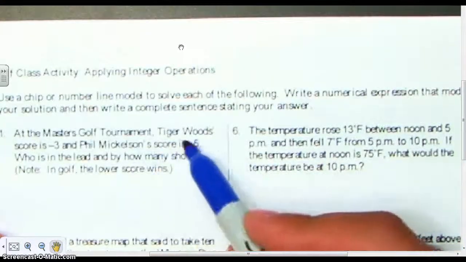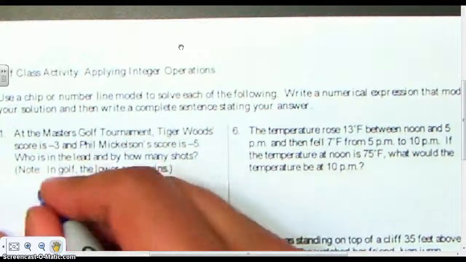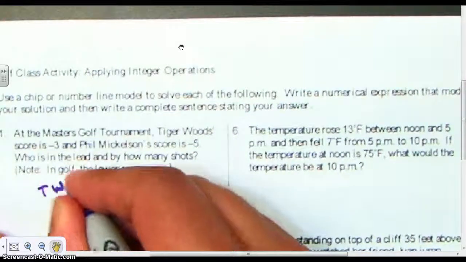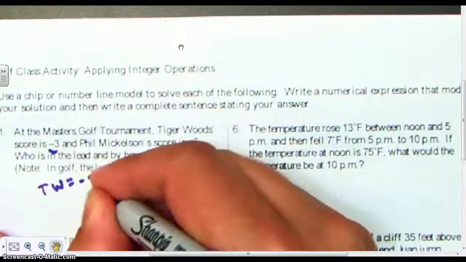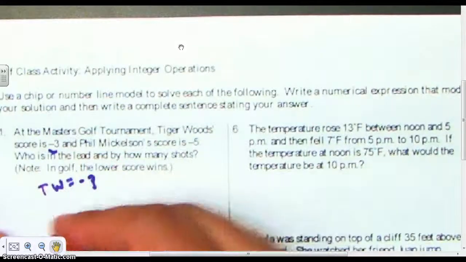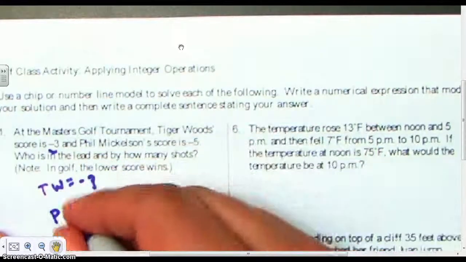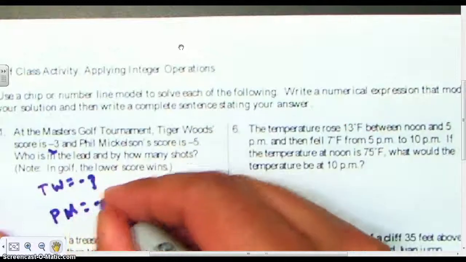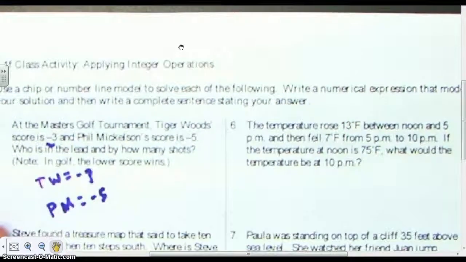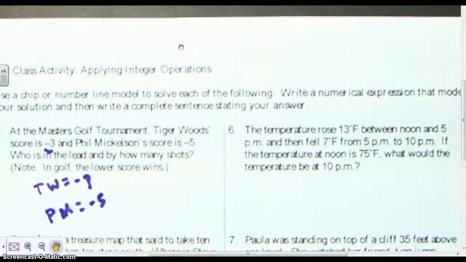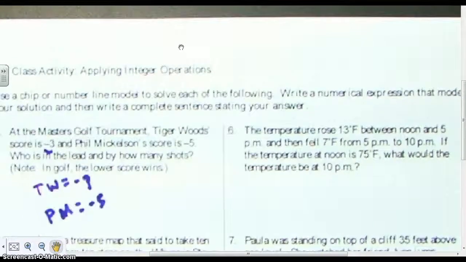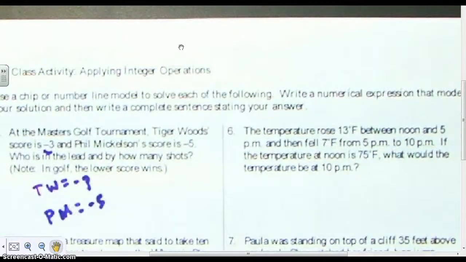So you can read: Tiger Woods scores -3. One great thing to do as you're reading word problems is to organize your information. So I see that's a -3, Tiger Woods. And then Phil is -5. And it wants to know who is in the lead by how many shots. So, first of all, in golf, the lowest score wins. So, first thing you need to know is which score is lowest.